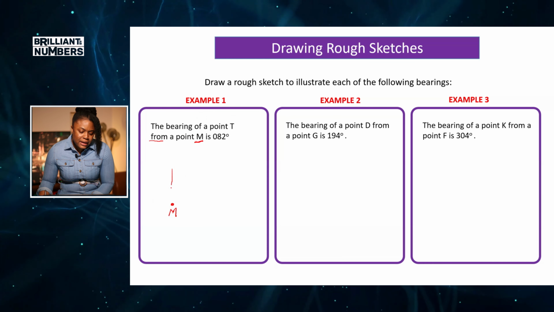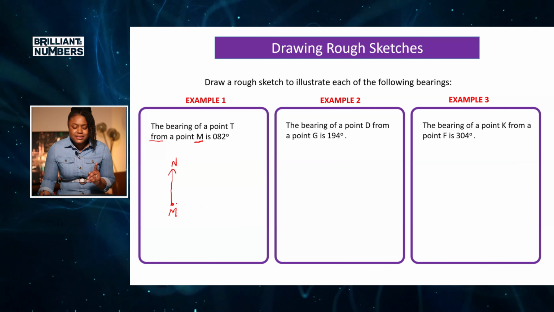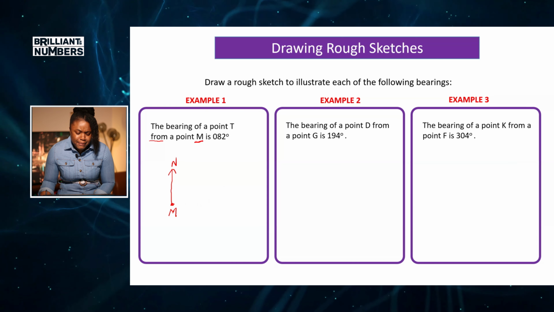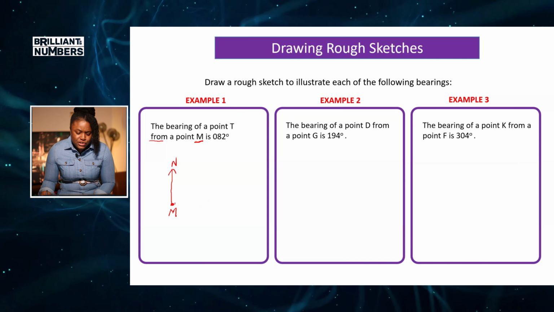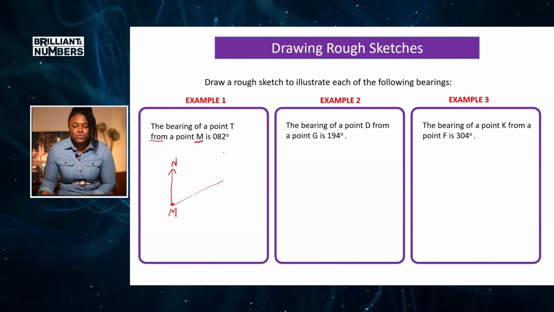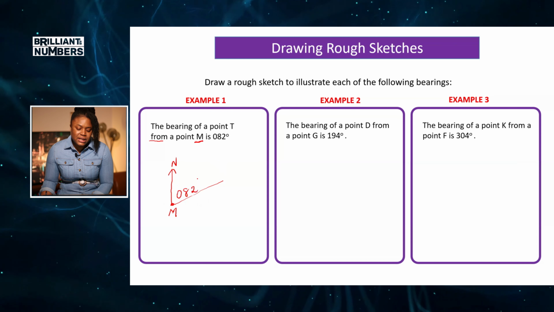You always make your north line because your bearing is measured from the north. Now I'm drawing 82 degrees, and I know that my cardinal point to the east is 90 degrees. Therefore, I'm expecting 82 to be somewhere along here. Remember, it's just a sketch. We don't expect you to be dead on accurate. However, we can see that you've used your cardinal points as your reference. So I go ahead and I write 082 degrees.